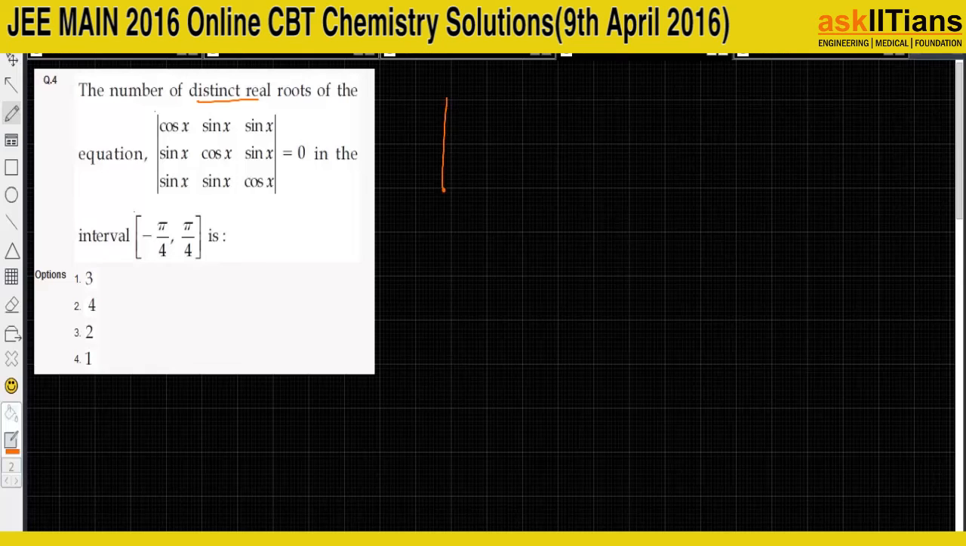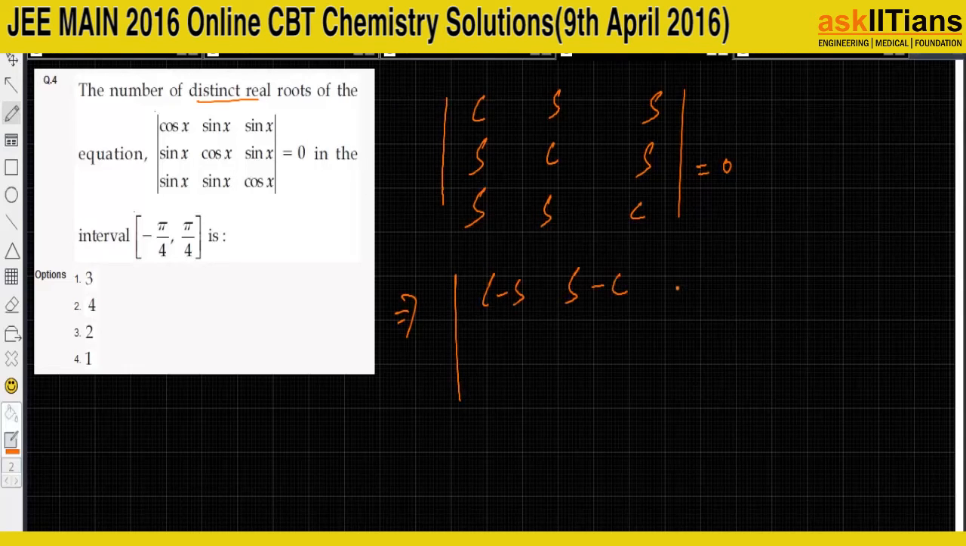Now let me write down this determinant in short. So this is cos, sine, sine; sine, cos, sine; sine, sine, cos. Before expanding the determinant, I can apply simple row transformations to simplify a bit. I can apply R1 minus R2, so this will become C minus S, S minus C, 0, and also R2 minus R3, replacing row 2, so this will be 0, C minus S, and S minus C. The last row remains the same.